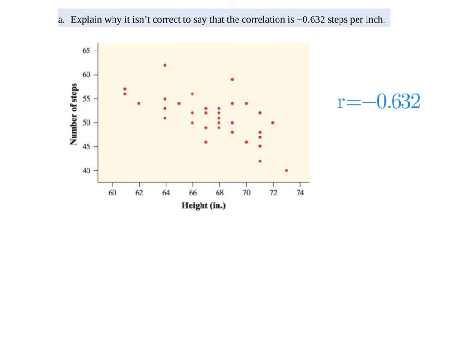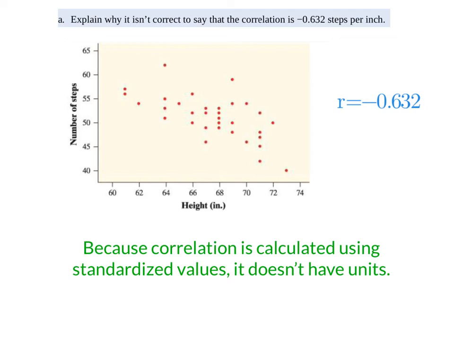First thing we're asked to do is explain why it isn't correct to say that the correlation is negative 0.632 steps per inch. Well, if you paid attention two slides ago, we know that R is just a number. So we would say, because correlation is calculated using standardized values, it doesn't have any units. So it's just R equals.